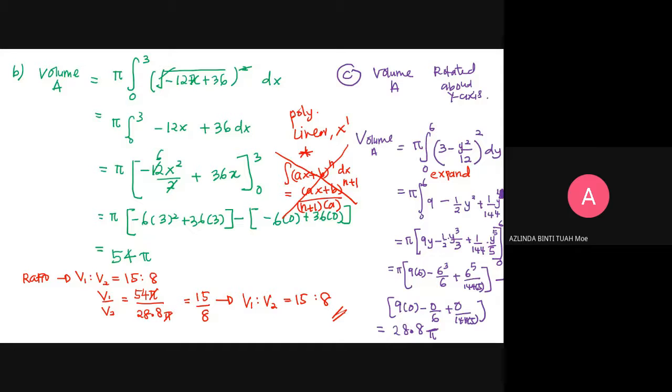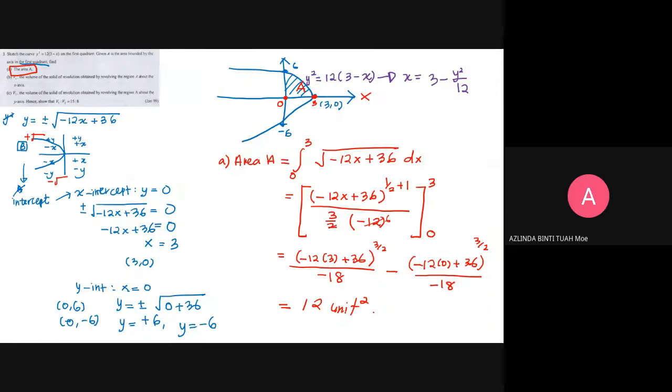Shown. Okay, ini salah satu bentuk soalan yang ada dalam Pasir dulu, tahun 99. As we can see here, we have to find both area and volume. Ini cara dia gabungkan macam mana nak cari area dan volume menggunakan diagram yang sama. Ini salah satu bentuk pattern soalan exam.